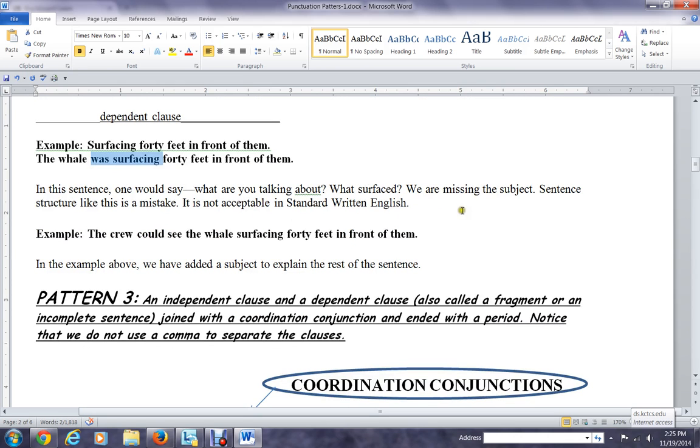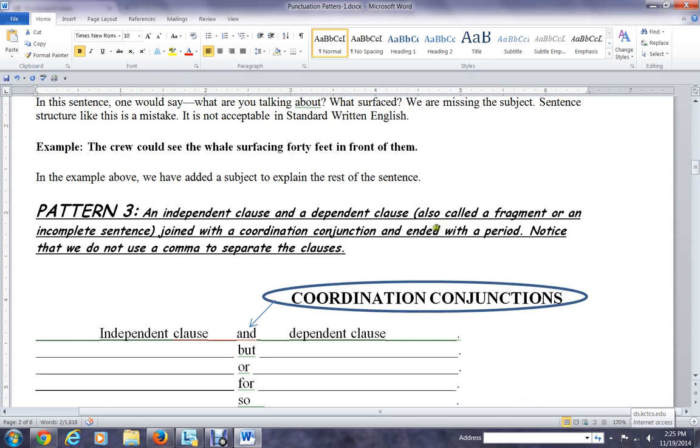One would say, what are you talking about? What surface? We're missing the subject. Sentence structures like this are a mistake, and it's not acceptable.